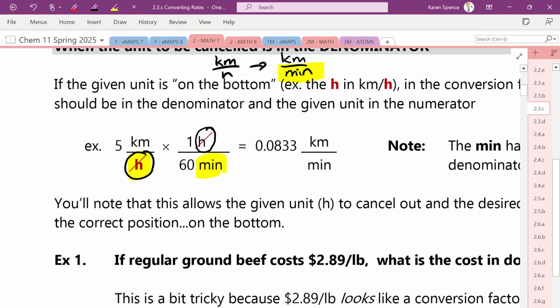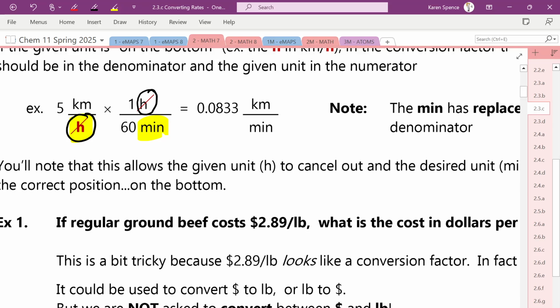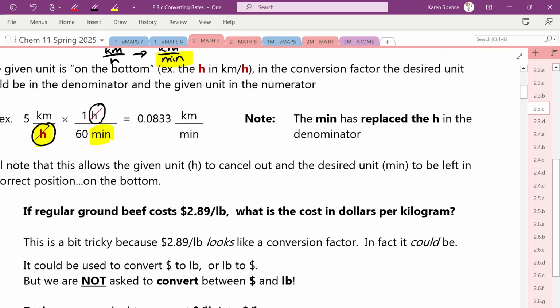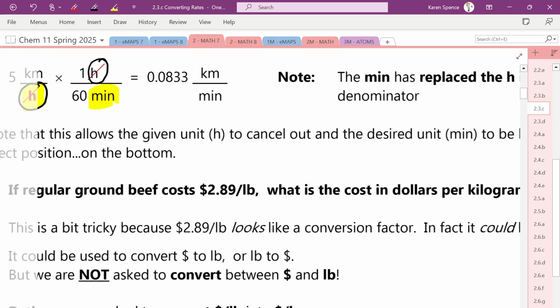So if regular ground beef costs $2.89 per pound, I should probably update that one as well. What is the cost in dollars per kilogram? This is a bit tricky because $2.89 per pound looks like a conversion factor. In fact, it could be if we were asked to convert between dollars and pounds or pounds and dollars. But that is not what we are asked for. We are asked to convert dollars per pound into dollars per kilogram.